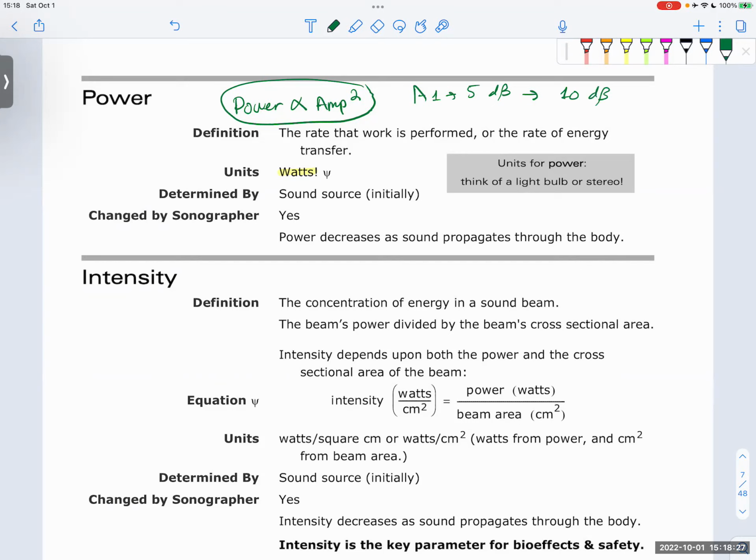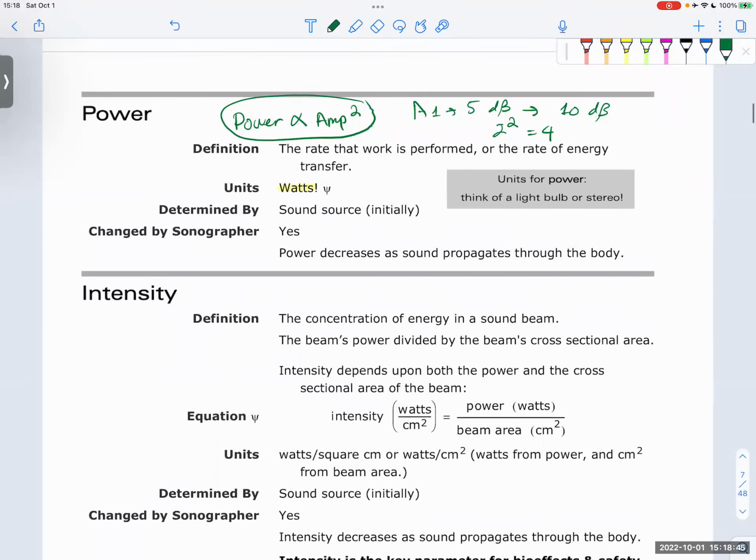Here the amplitude is twice, so it's 2 times, and since the power is related to amplitude squared, 2 times 2 equals 4. So here the power will go up 4 times. What if the amplitude went from 5 to, let's say, 15? 15 is 3 times the initial amplitude, so 3 squared is 9, and the power will be 9 times higher.